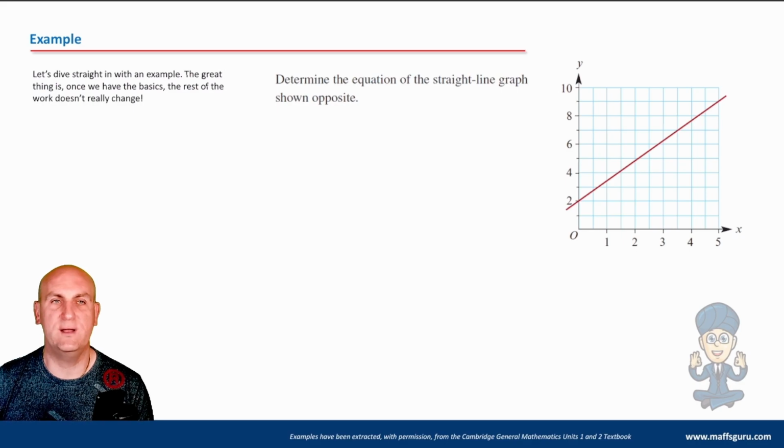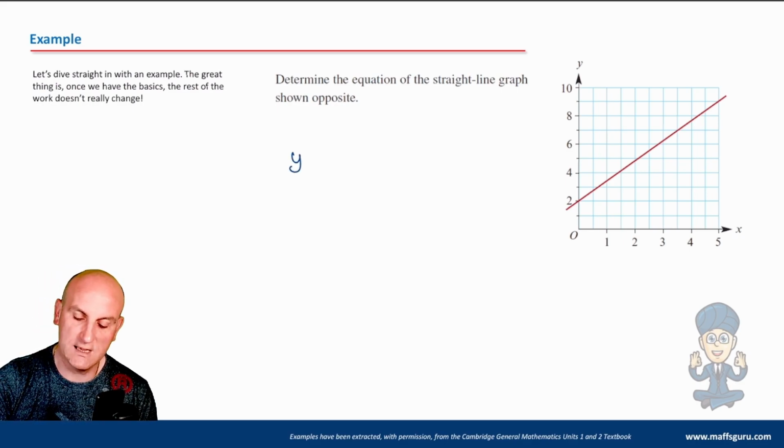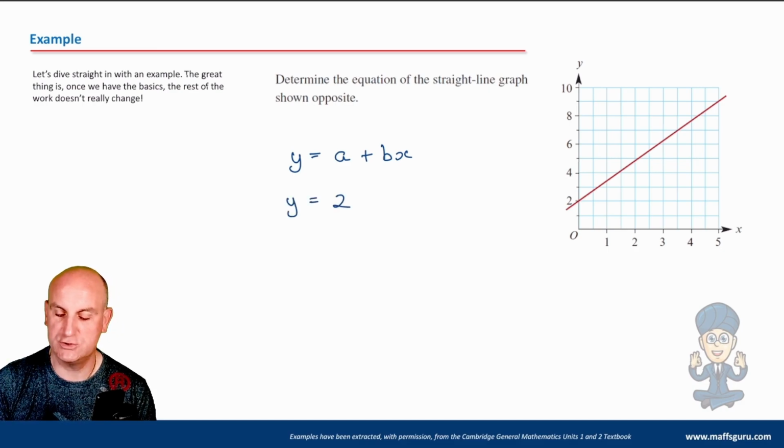Determine the equation of the straight line graph shown. Well, we know equations have to be in the form y equals a plus bx. Is there anything we can read off of here? Well, yes, we would like our intercept. And is it giving my intercept? It is. It seems to be going through the point 2 there. So I already know that that's 2.